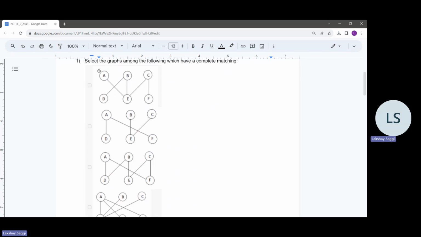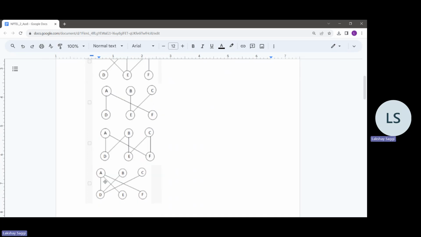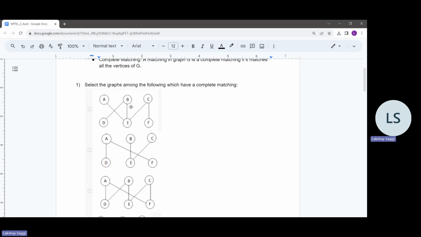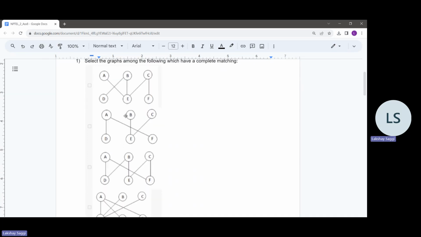So like if ABC is one set, then there is no edge between A and B, B and C, or A and C. Similarly, no edge between D, E, E, F and D, F. That's why DEF is another set. So intuitively, a bipartite graph is just, by definition, a graph that has a bipartition. So as you can see, in all the four options, it's a bipartite graph.